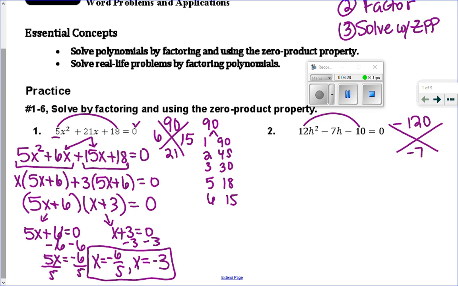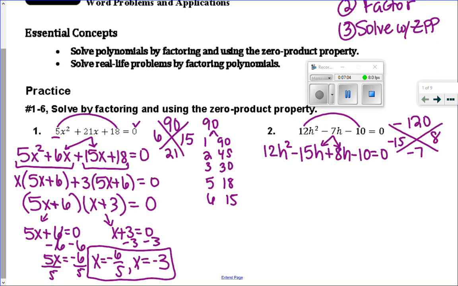Okay, and again, you can make your little factor tree. You might already know. You might use the calculator trick that I taught you in class. But the magic numbers here end up being a negative 15 and a positive 8. Those multiply to negative 120, but combine to negative 7. That lets me now rewrite my polynomial, splitting the middle term with a negative 15h plus 8h. Everything else stays exactly the same.